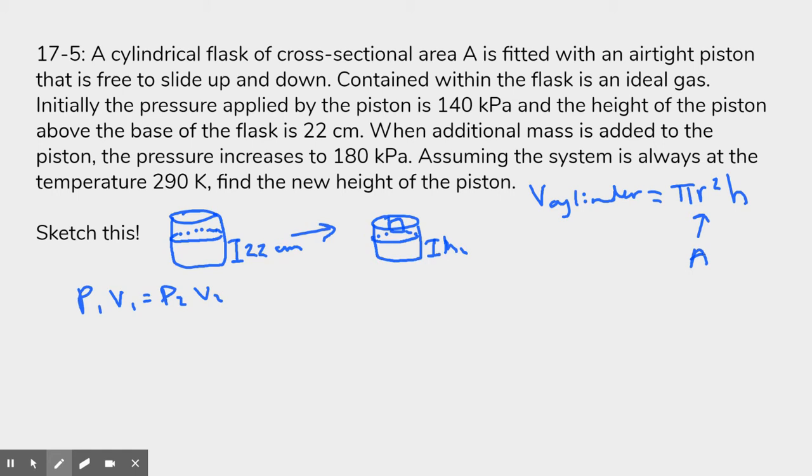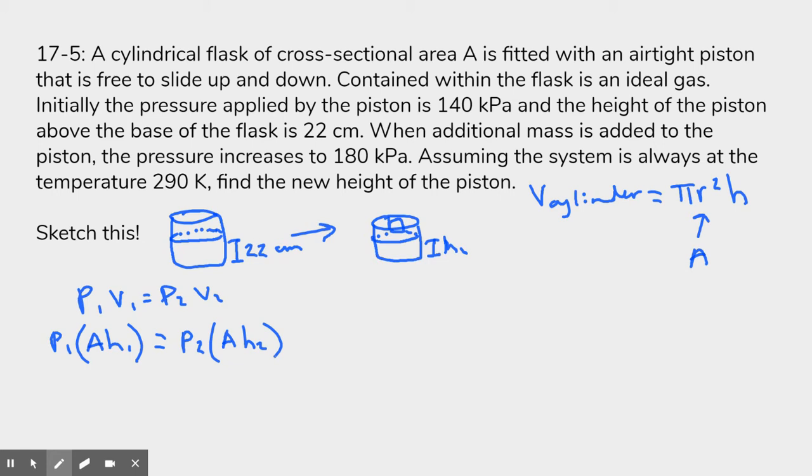I'm sorry, we have the height initially. We do not have the area, but that's not going to matter, and I'll show you why. Okay, so we have P1. Now we're going to replace V1 with A times height. So the area doesn't change of that piston. The area is going to stay the same. And that's P2, and then area again, height 2. So as you can see, these areas are going to cancel out when we rearrange the equation.